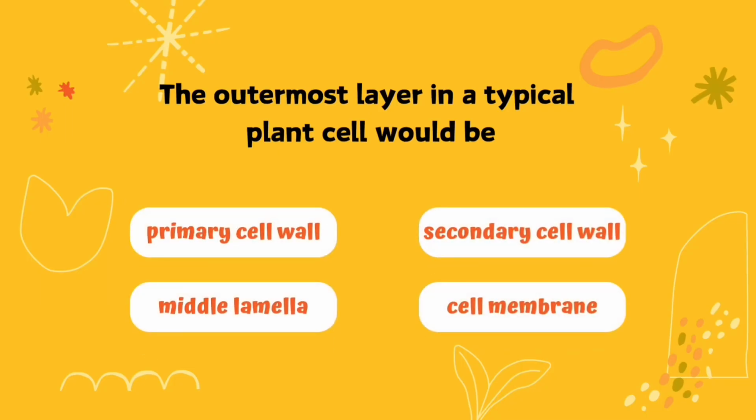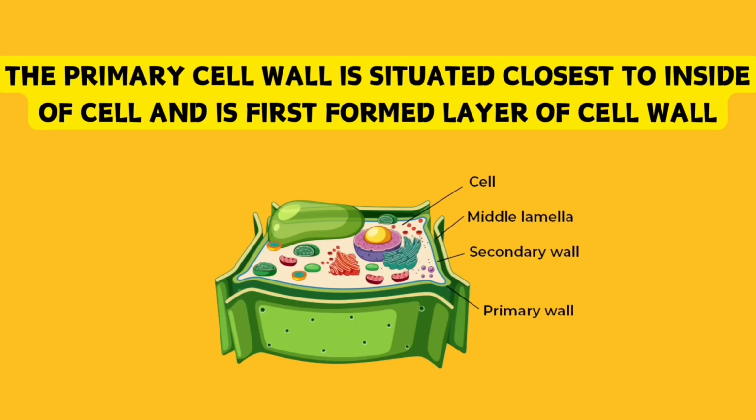The outermost layer in a typical plant cell would be: primary cell wall, secondary cell wall, middle lamella, or cell membrane? Well, the answer is primary cell wall. The primary cell wall is situated closest to the inside of the cell and is the first formed layer of the cell wall.